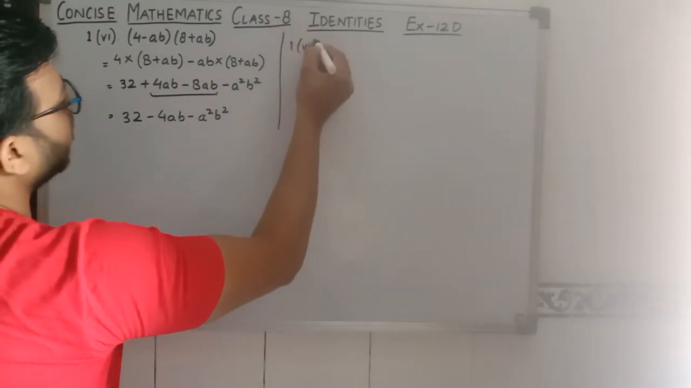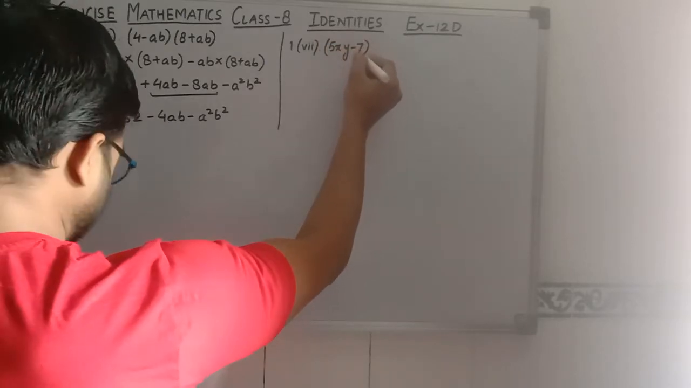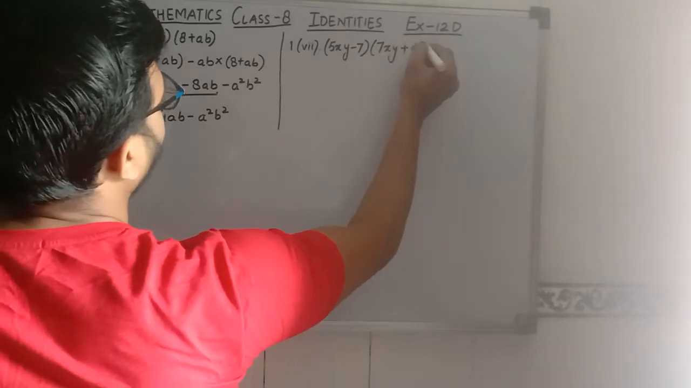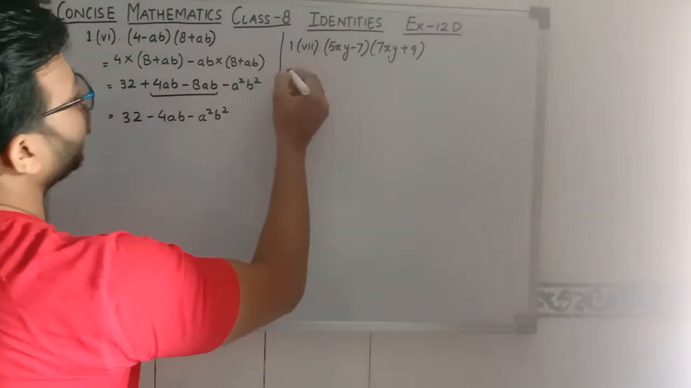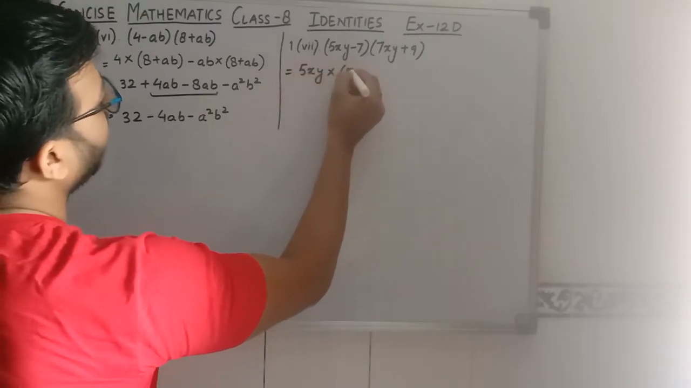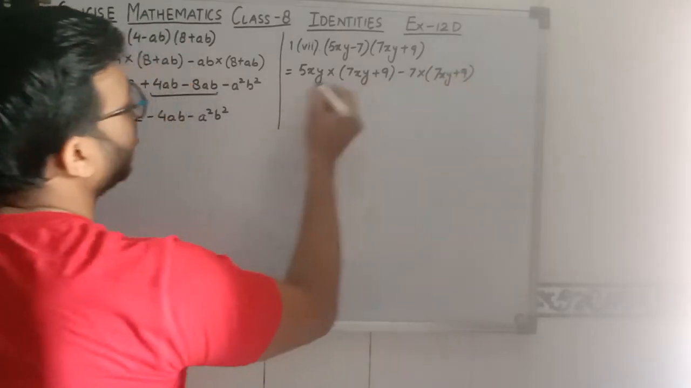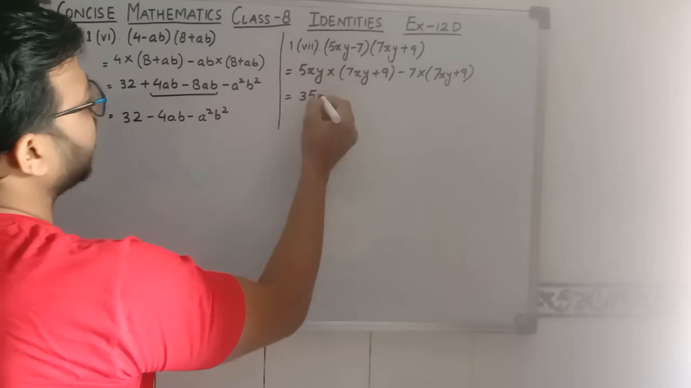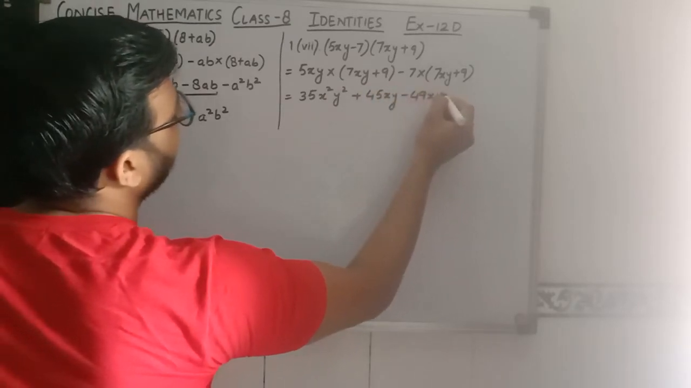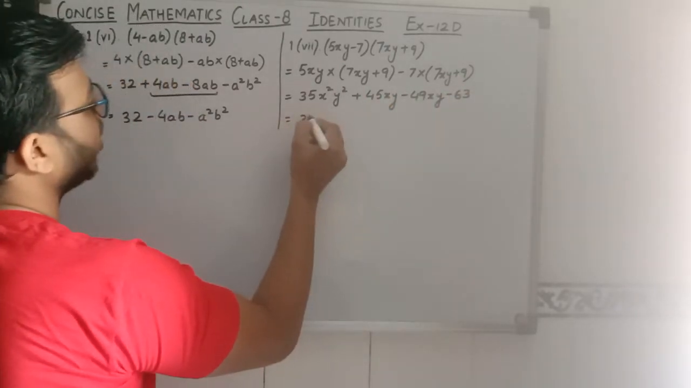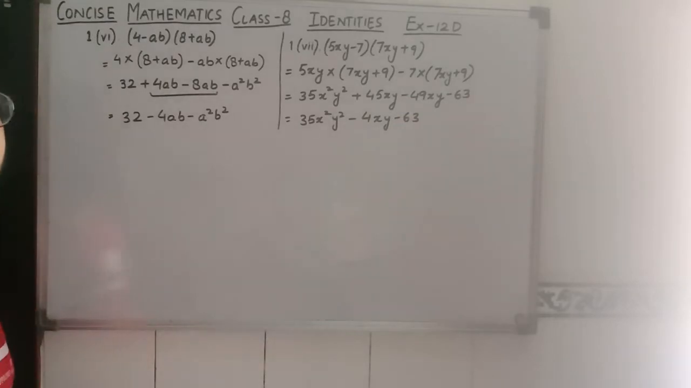Now, question number 1, part number 7. It is written 5xy minus 7 in the first bracket and 7xy plus 9 in the second bracket. Again, in this 7th part, the first term is different and the second term is also different, so again we have to use the multiply method. First of all, 5xy is multiplied with 7xy plus 9, then minus 7 multiplied with 7xy plus 9. Now you have to multiply very carefully. 5 times 7 is 35, xy with xy gives x square y square, plus 5 times 9 is 45xy, 7 times 7 is 49xy with a negative sign, and minus 7 with 9 is minus 63. So it will become 35x square y square, positive 45 negative 49, minus 4xy, minus 63. That is the final answer of part 7.